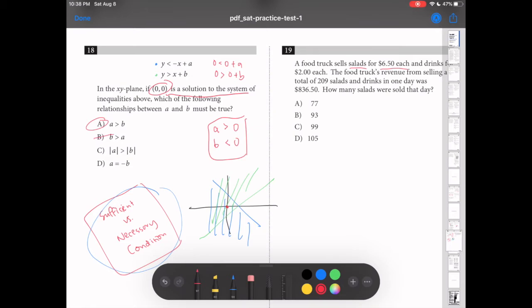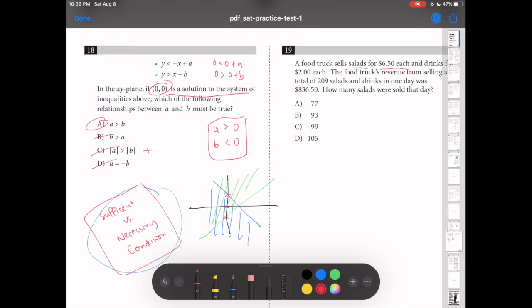And in this case, a equals negative b? Not necessarily. As long as a is greater than 0 and b is less than 0, this is going to work. So now, looking at c, we see absolute value of a is greater than absolute value of b. Remember, absolute values are always positive, and b has to be less than 0, so that's not what we want here. So that's going to give us a. The answer, pretty simple. But you have to be careful.